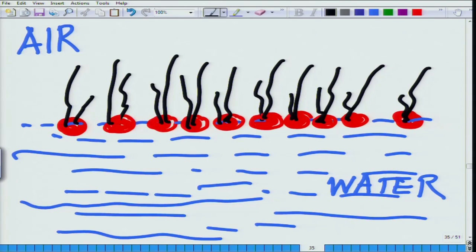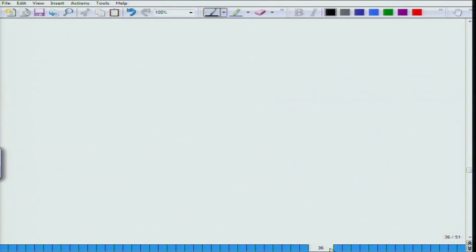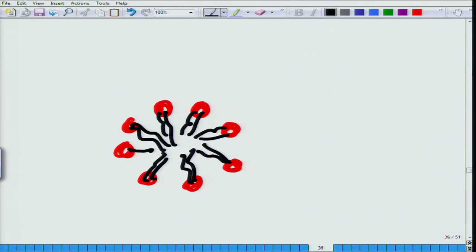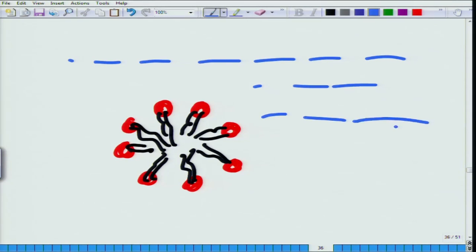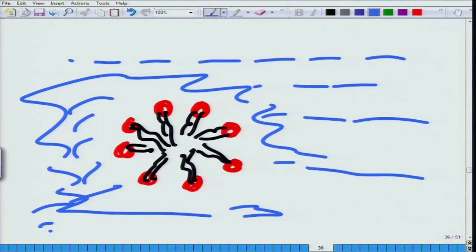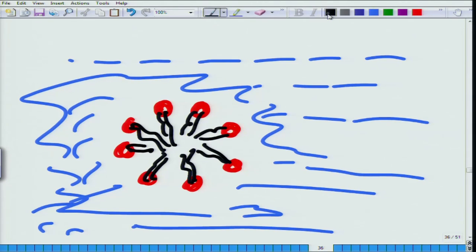This is how it works, and not only that, some of these could even form something called a micelle in water. A micelle is a structure like this. Say, for example, there are a lot of lipids like that, and the hydrophobic tails are arranged something like this. This is called a micelle, and this is inside water. So, this is the micelle formation.